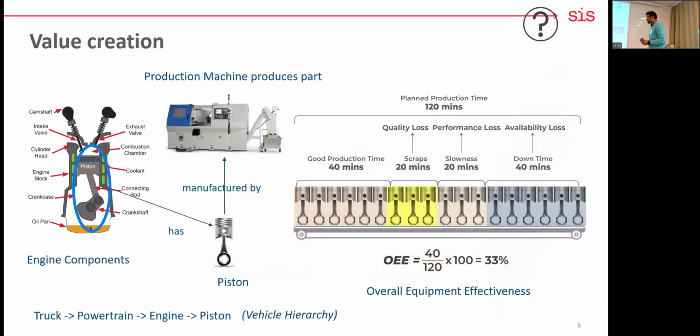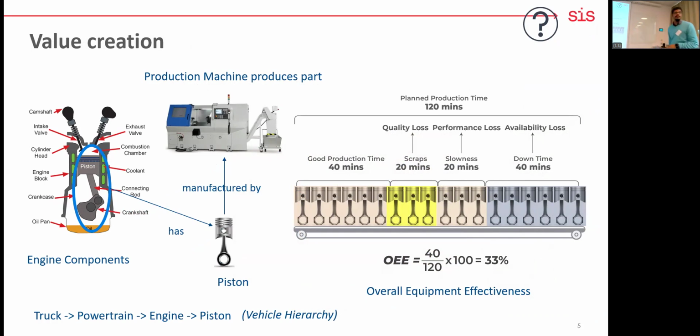Let's take an example of the overall flow. The truck consists of several systems, and one of them is the powertrain, which drives the vehicle. An engine is one of the components or systems, depending on how you see it. The engine has lots of components, so let's take the example of a piston. In a production unit, one production machine produces a piston.